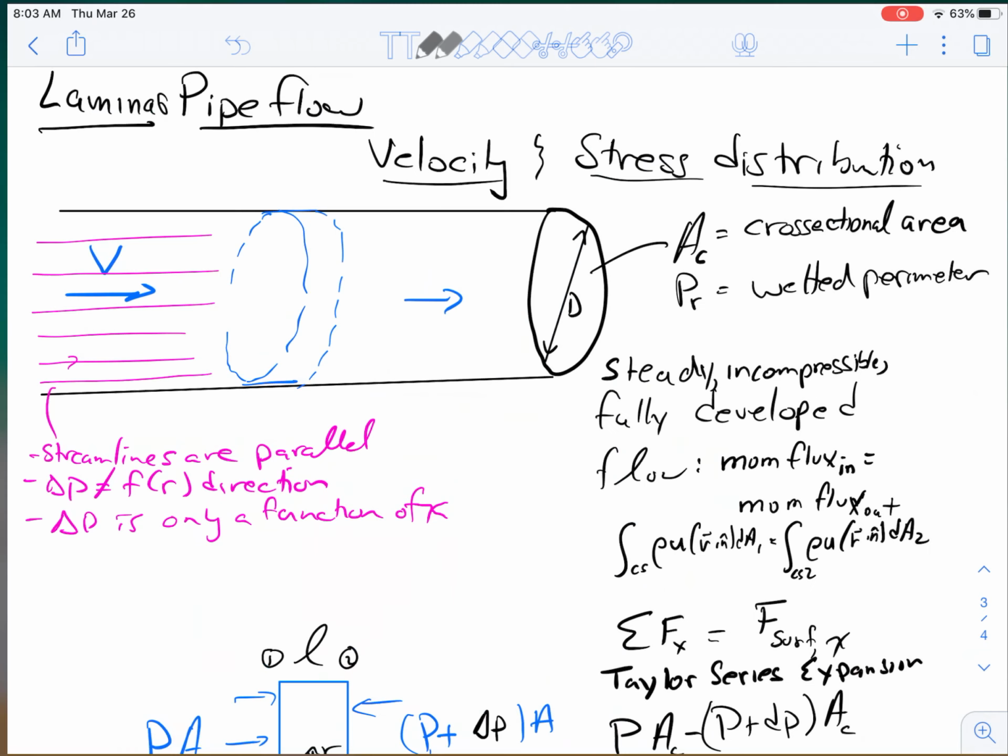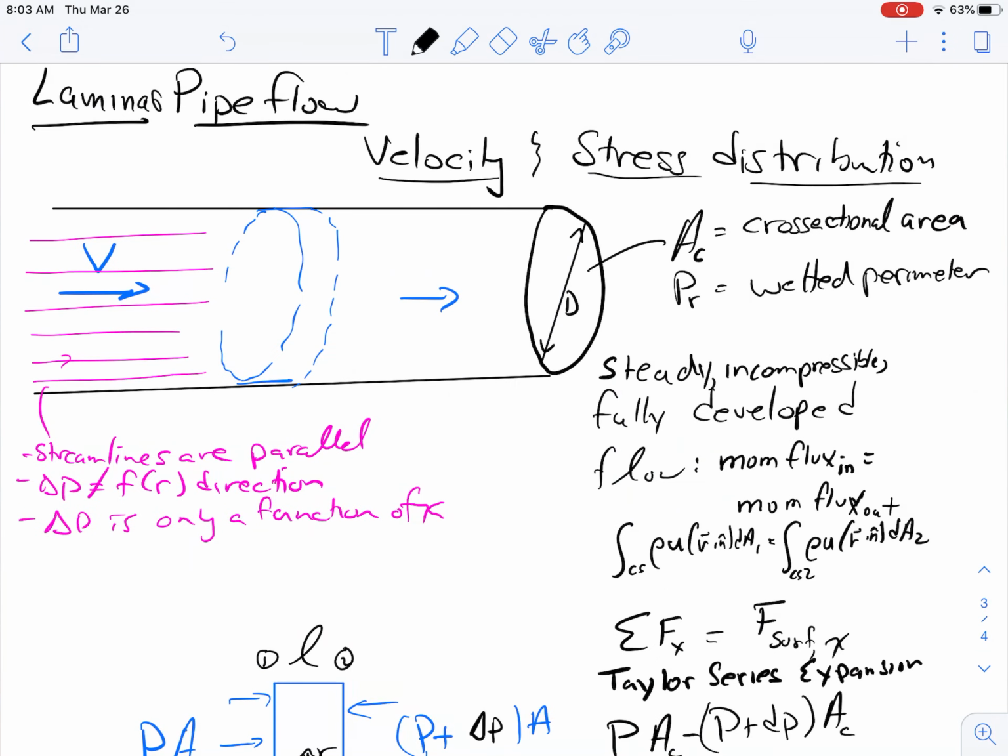So let's get right to our derivation. I've re-sketched this out again. Just a reminder, this is laminar pipe flow, and we have our streamlines sketched in here. These streamlines are roughly parallel, and since they're parallel, there's not going to be a pressure gradient in the radial direction across the streamlines. There's only going to be a pressure gradient in the streamwise direction, going from left to right. This is our P1 and our P2 in our previous sketch.